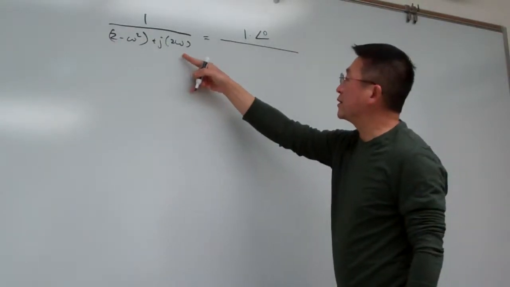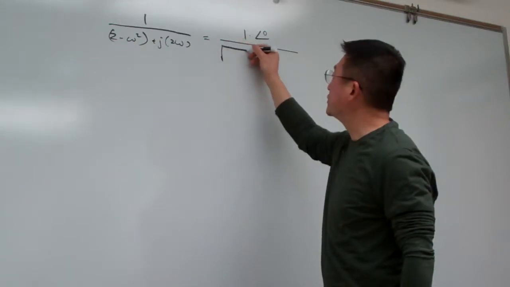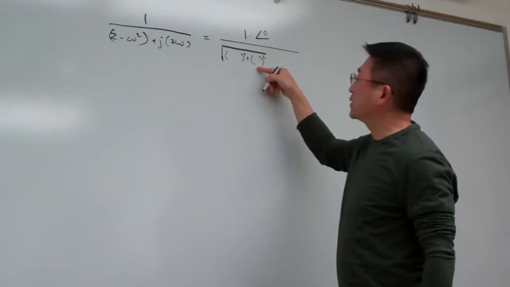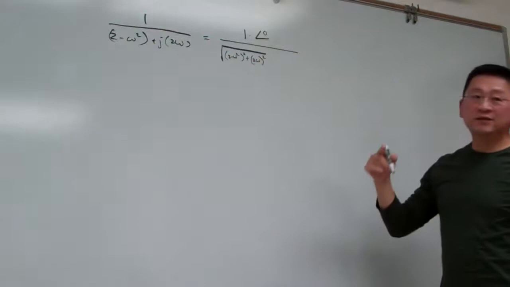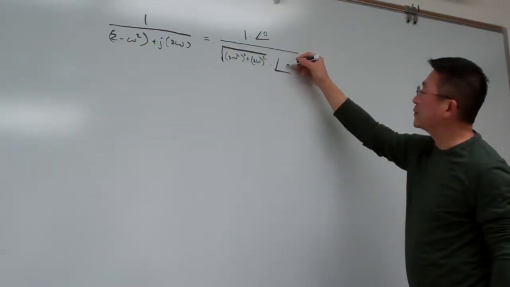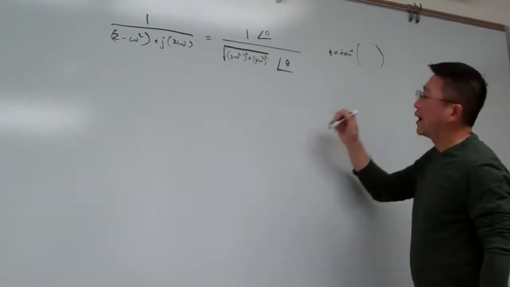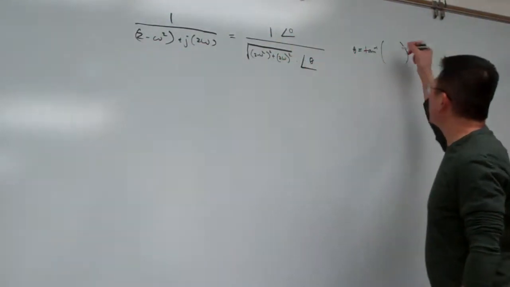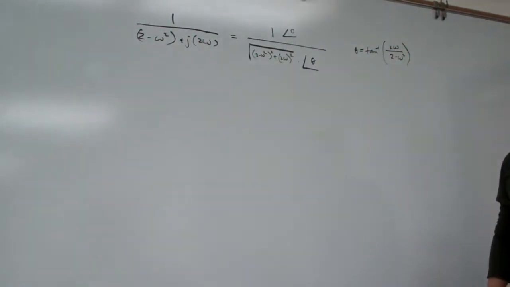For the denominator, this is the real part and this is the imaginary part, so its magnitude equals the square root of the real part squared plus the imaginary part squared. That is 2 minus omega squared, and this is 2 omega. So that's the magnitude. The phase angle, let me use theta, so theta equals the arctangent, in the denominator here, of the imaginary part divided by the real part.